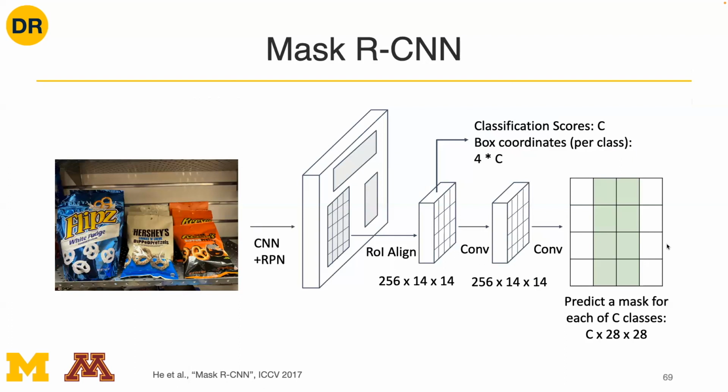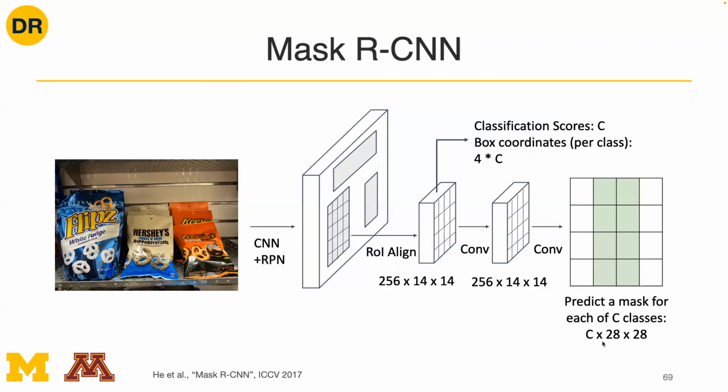So every single channel in this final predicted tensor that you're getting is representing a binary mask of some fixed size, so like maybe 28 by 28, and there's 1 binary mask per class.